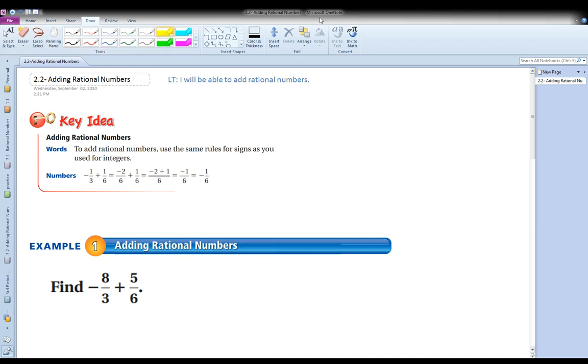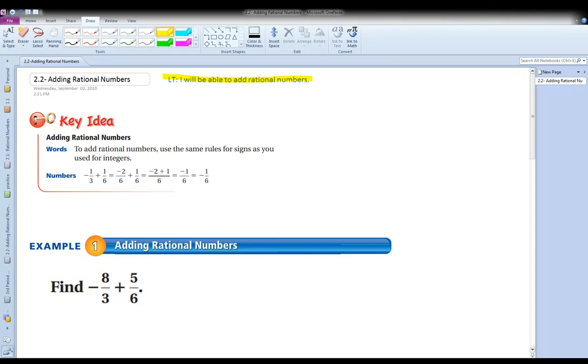Today we're going to be learning about 2.2, which is adding rational numbers. Now, 2.2 is pretty much just an extension of 1.2, except rather than using integers, we're going to be using rational numbers. So our learning target for today is, I will be able to add rational numbers.